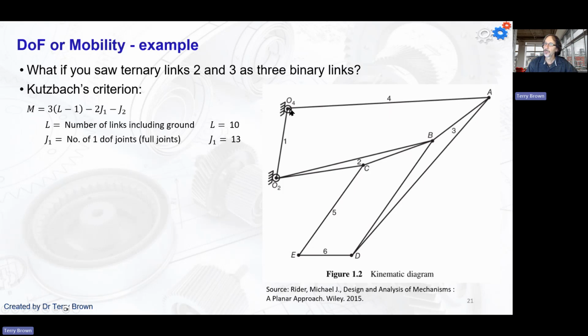So here we've got 2, so that's 1 joint. Here we've got 3, so there's 2 joints here. Here we've got 3, so that's 2 joints. Here we've got 1, 2, 3, 4, so that's 3 joints. If you go through and count them all up, we get 13. Number of half joints is 0. Put that into Kutzbach's equation and we get a mobility of 1.